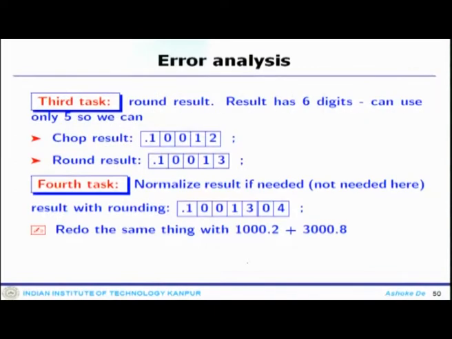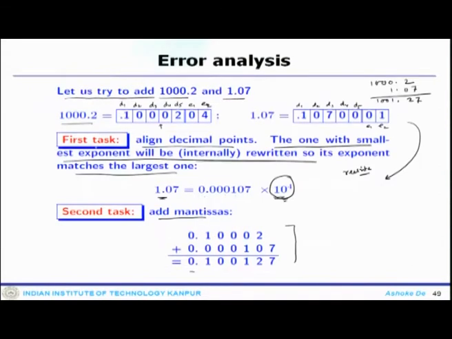0.1000127. So, you find the result, and the result has 6 digits but we can use only 5. So, we can chop the result. What you have got is D1, D2, D3, D4, D5, D6. So, the digits in the mantissa are 6 digits.